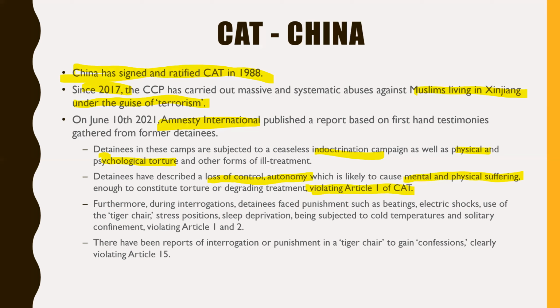Also, during interrogations, there have been punishments such as beatings, electric shocks, the tiger chair, stress positions, and sleep deprivation, all forms of torture, which violates Article 1 and Article 2. They've also been using these interrogations to gain confessions, which violates Article 15. So overall, China has breached and broken what's been said in the Convention Against Torture, clearly Article 1, Article 2, and Article 15. The committee have investigated this. However, there has been no further action taken.